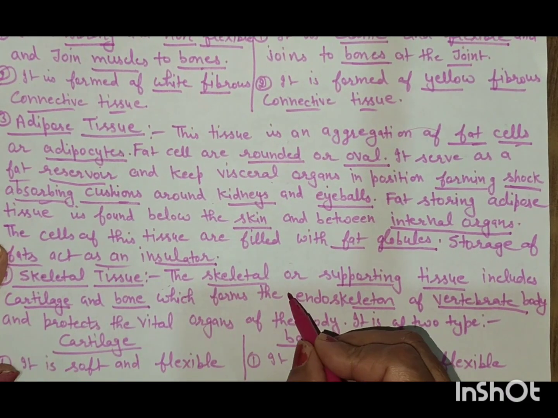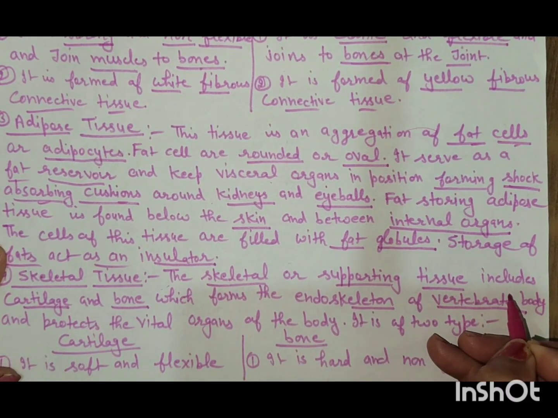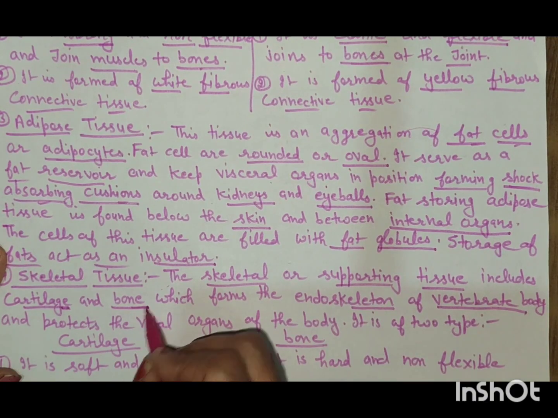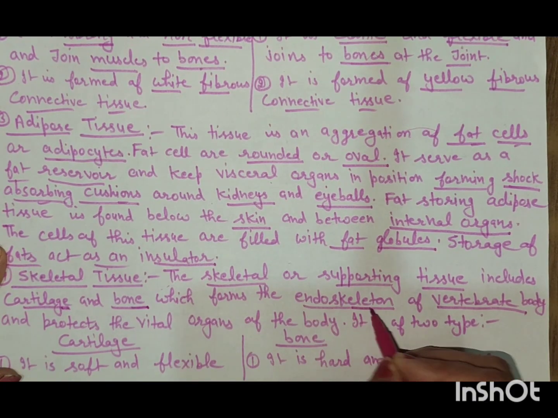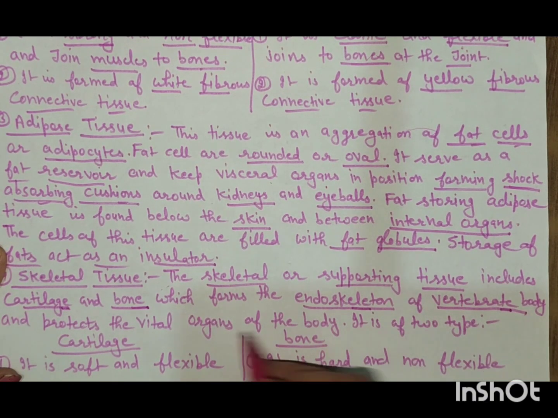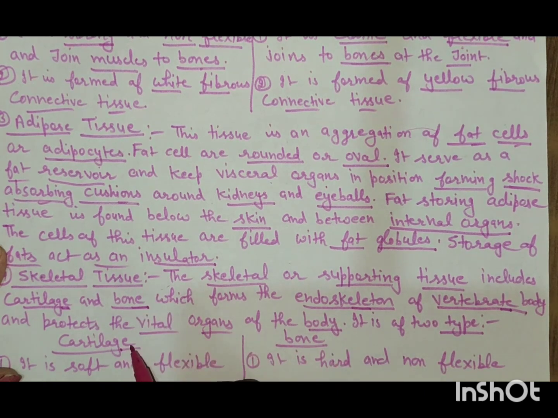Skeletal tissue. Skeletal or supporting tissue includes cartilage and bone, which form the endoskeleton of the vertebrate body and protect the vital organs of the body. It is of two types, cartilage and bone. Cartilage is soft and flexible, and bone is hard and non-flexible.